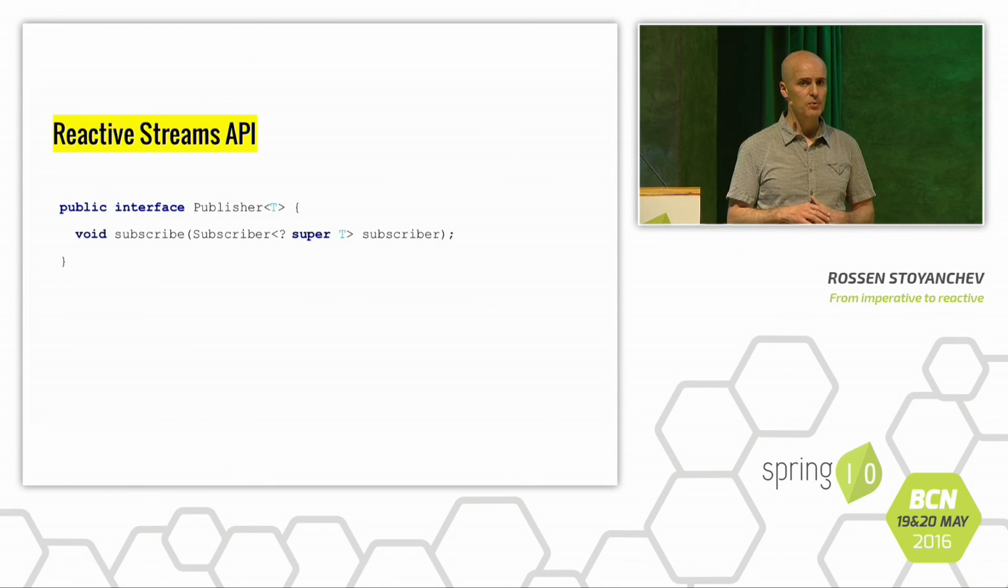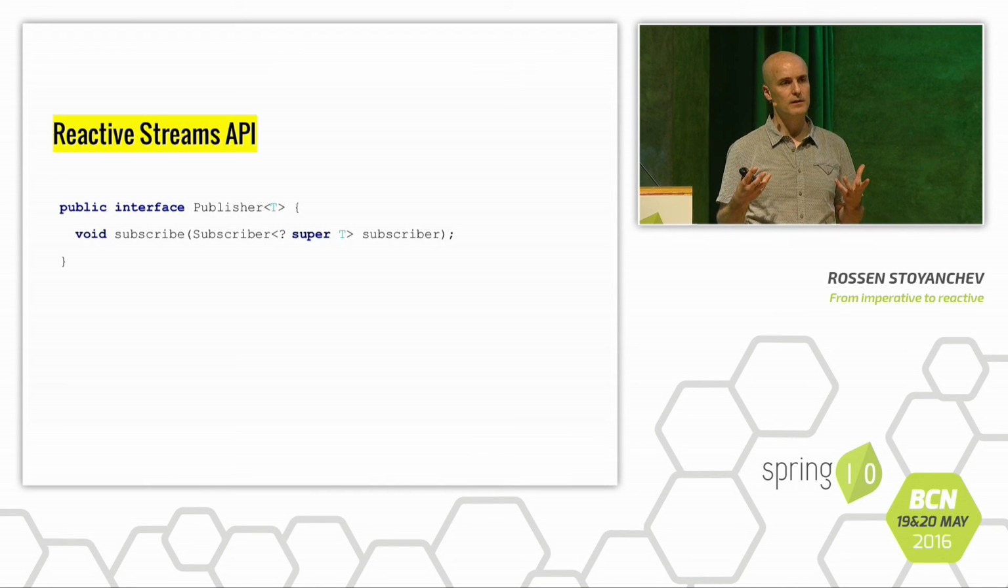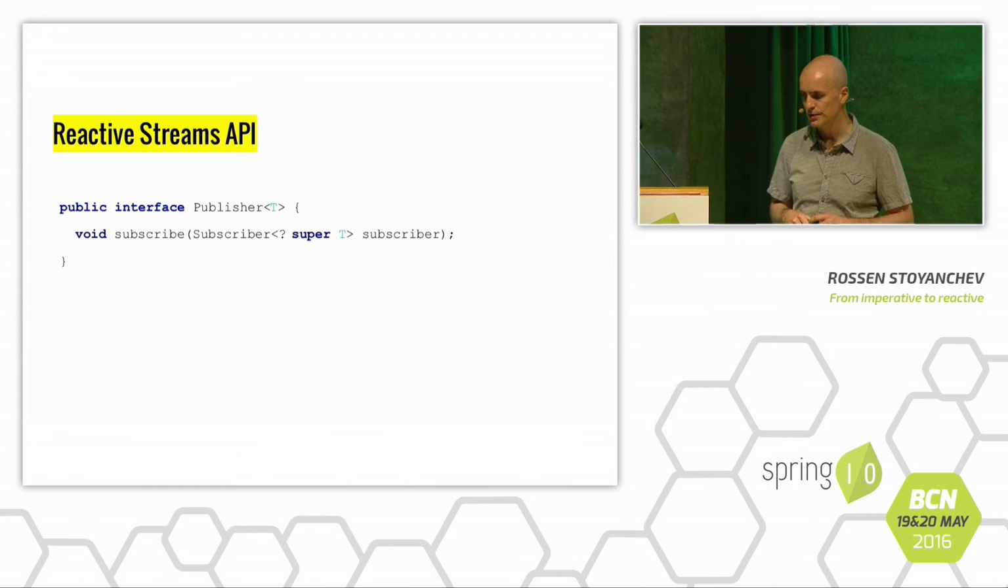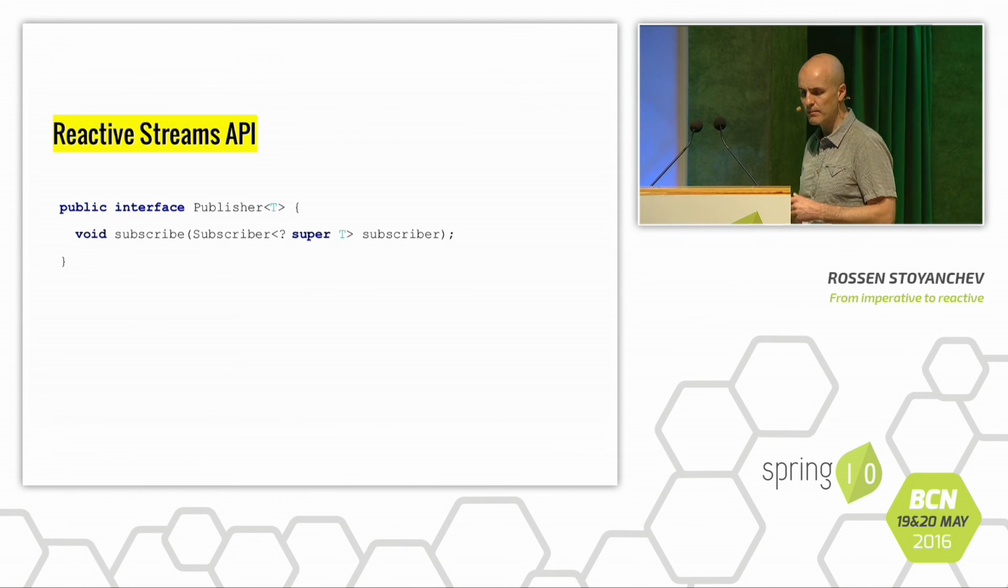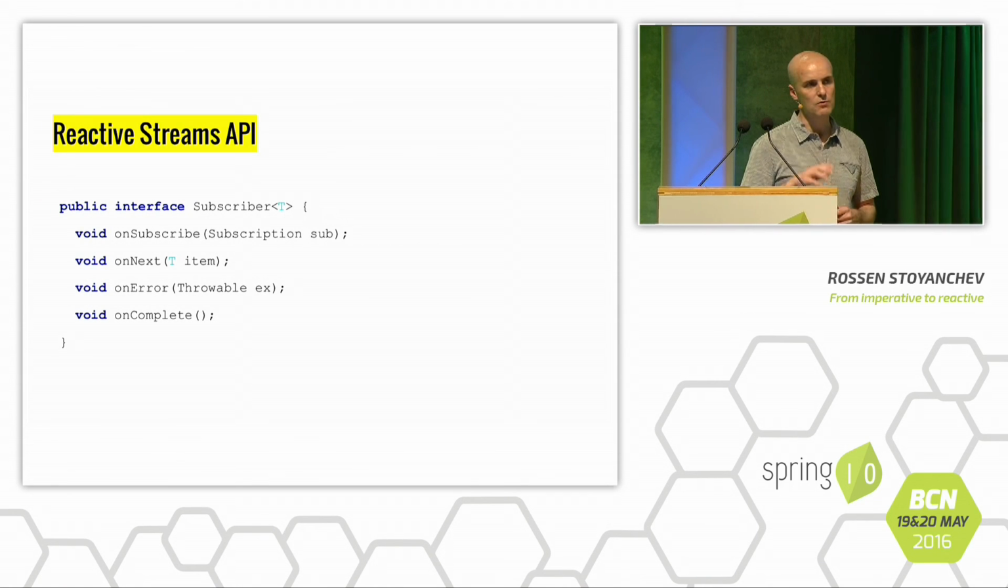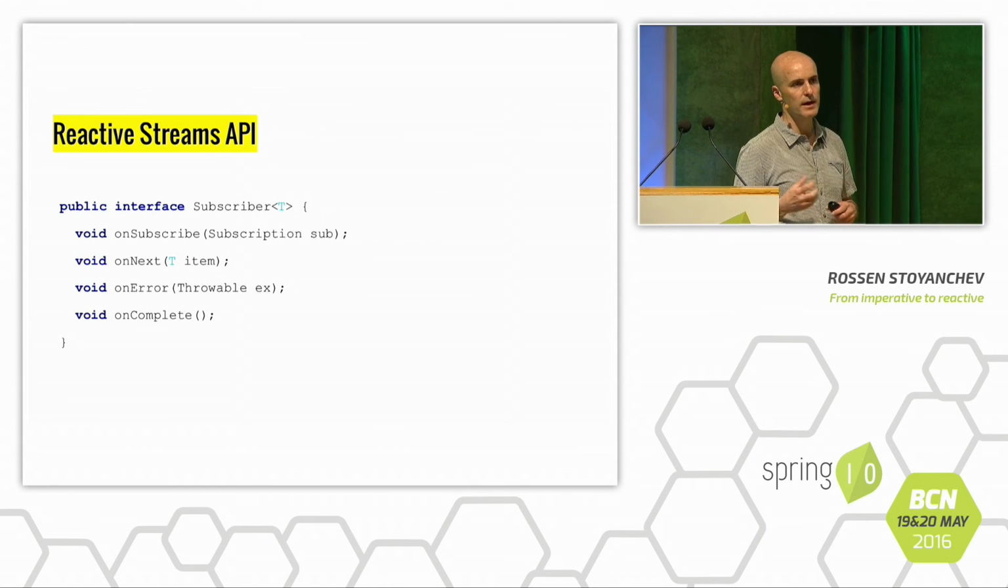Looking at the contracts is purely just for kind of getting an understanding. Typically, you won't be working on this level. This is kind of more of a low level where frameworks need to deal. But a publisher is just a simple method where you provide a subscriber. And then the subscriber is the one that receives all the data.